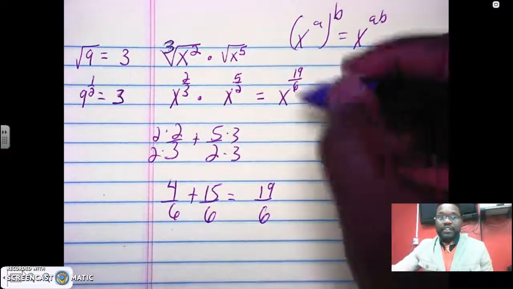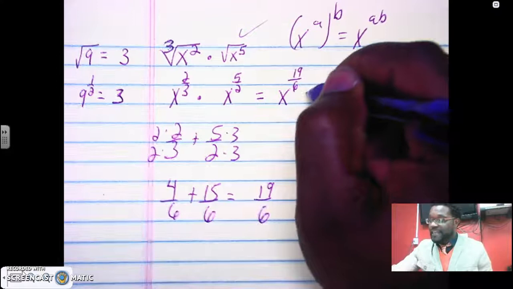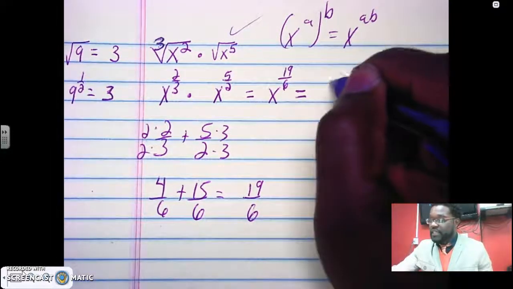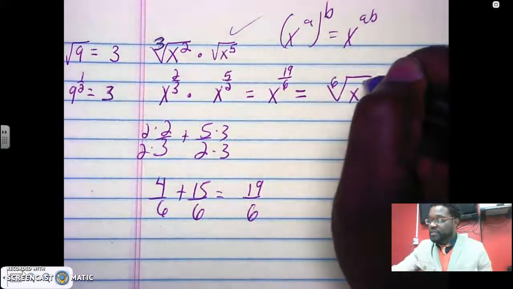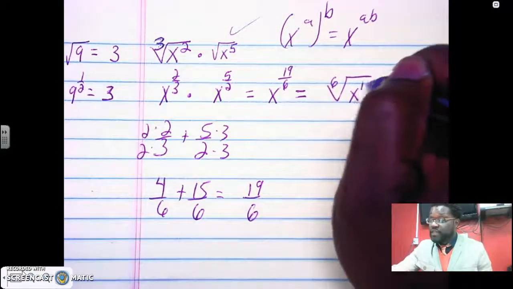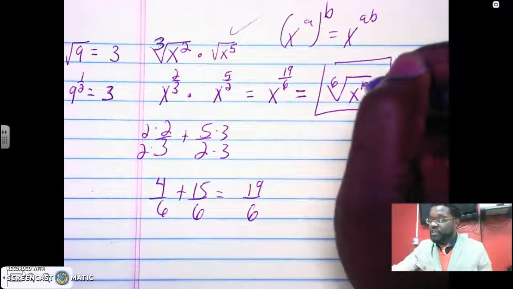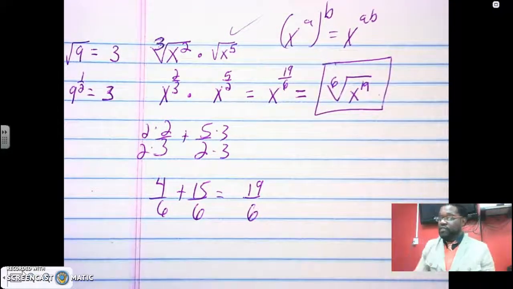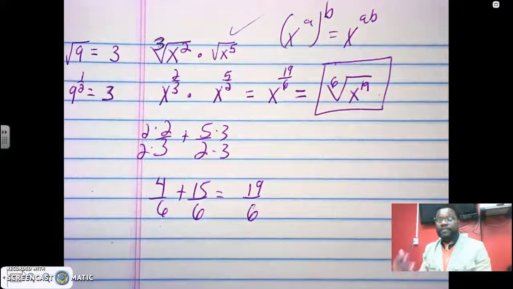Now, I started out in radical form, and so I want to keep it in radical form as I end. So I'm not going to stop here. I want to say that this is the same thing as the 6th root of x to the 19th power. The numerator is the exponent underneath. The denominator is the index or the root of your radical. So you can multiply if they have different indices, but this is the process.